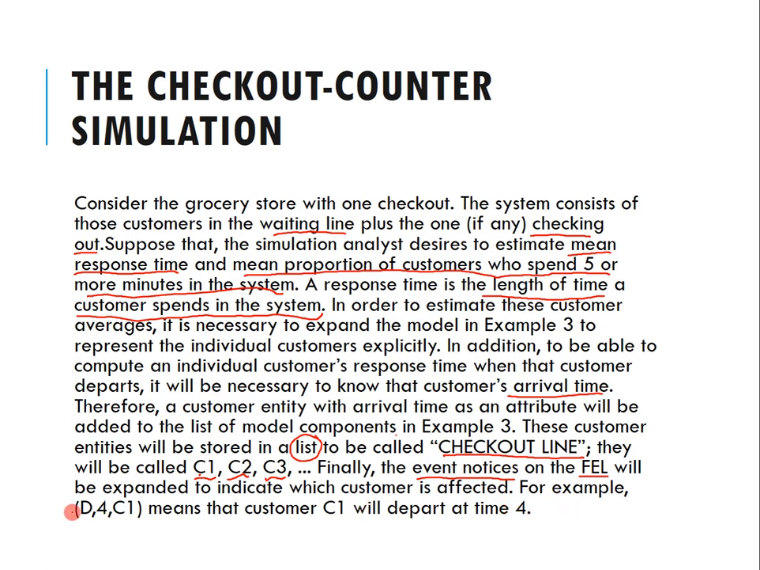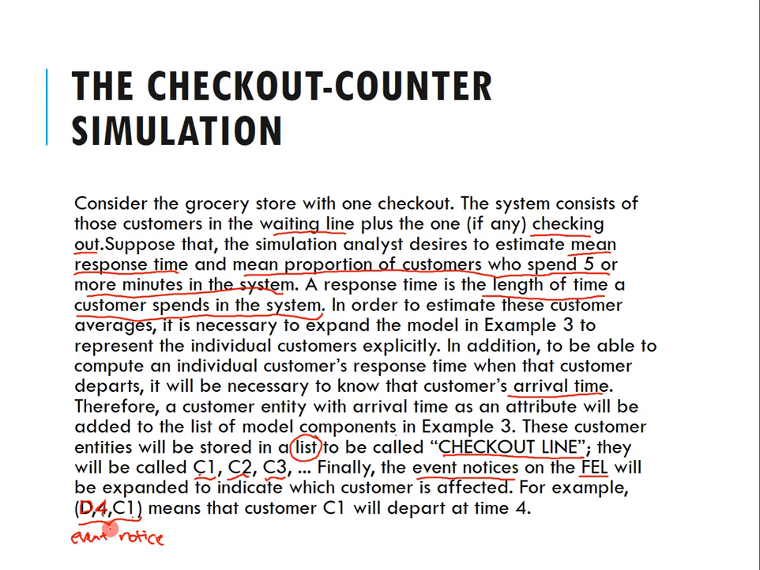For example, this is an event notice. What does this mean? We will look at what this representation means here. It means that customer 1, C1, will depart at time 4. D represents departure, and 4 is the time of the departure.